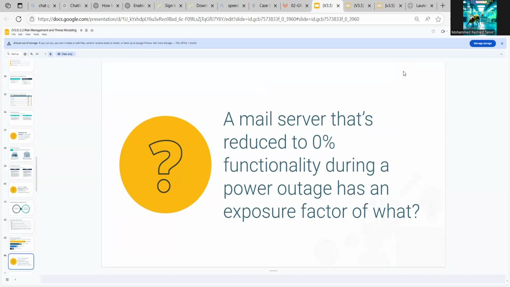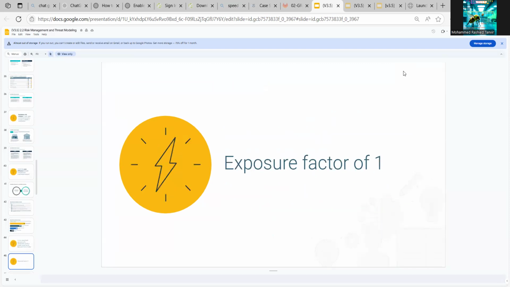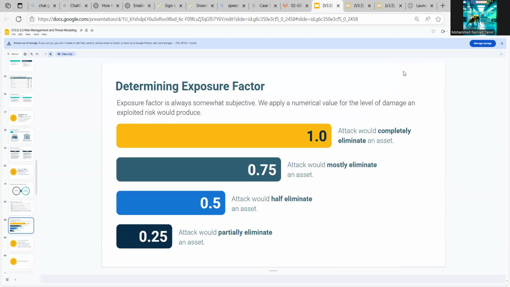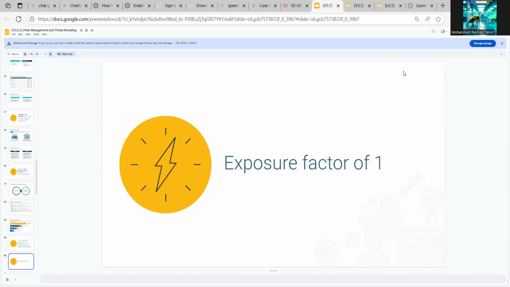A mail server that's reduced to 0% functionality during a power outage has an exposure factor of what? The exposure factor is 1, which means the attack would completely eliminate the asset. Exposure factor 1.